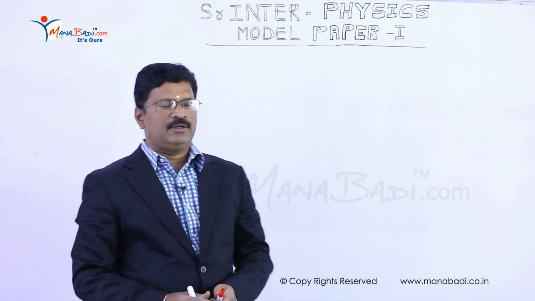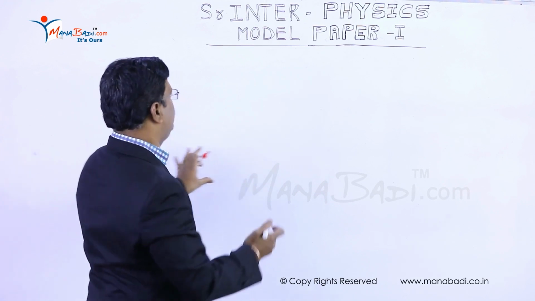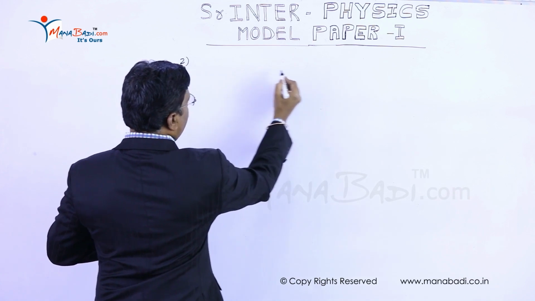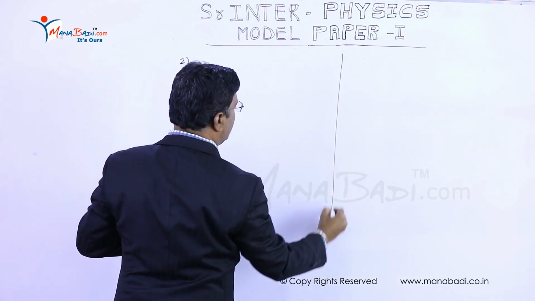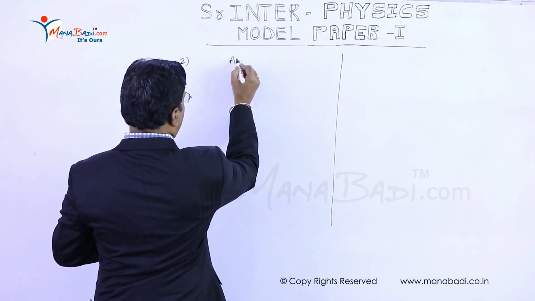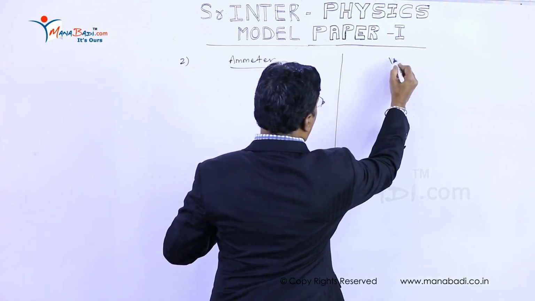Now the second question is: distinguish between ammeter and voltmeter. So let us take up question number 2, where we are going to distinguish between the ammeter and voltmeter. Let us write these discussions separately. The first one I'll go for is the ammeter, and the second one is the voltmeter.